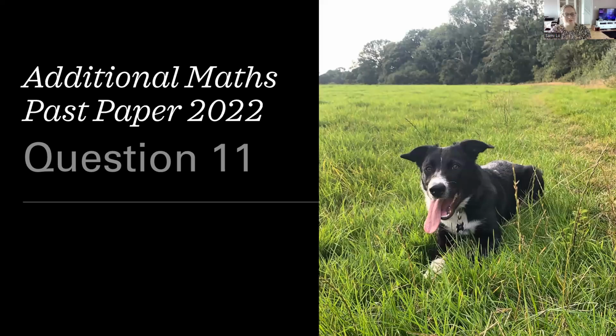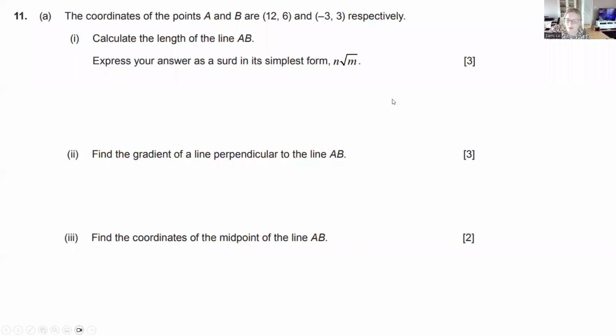Question 11 of the additional maths paper 2022. This question is quite a large one, so just be aware. So we've got coordinates A and B, and we need to find the length of the line AB. So first one, nice, quick and simple.